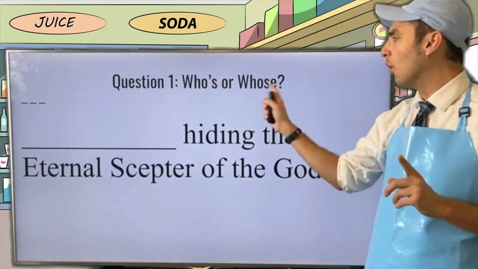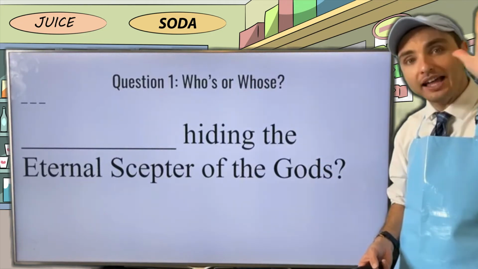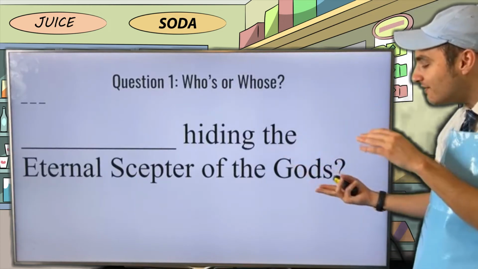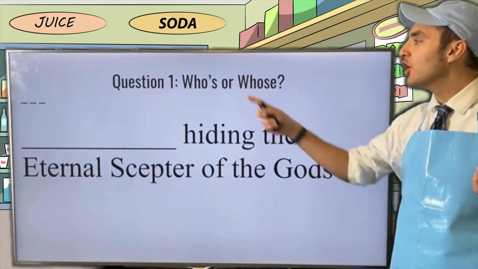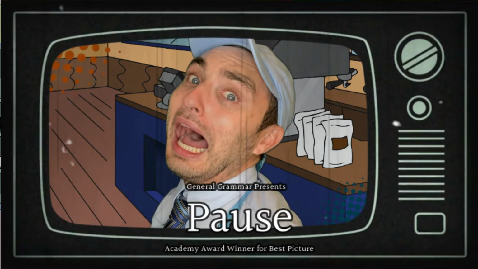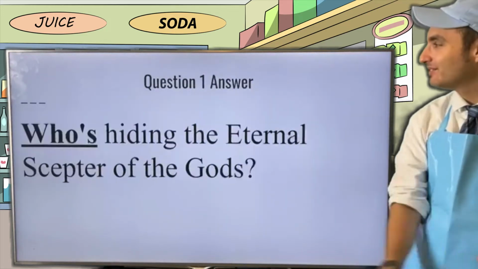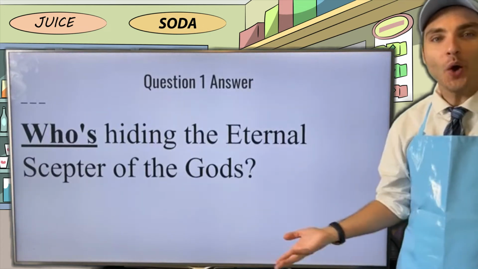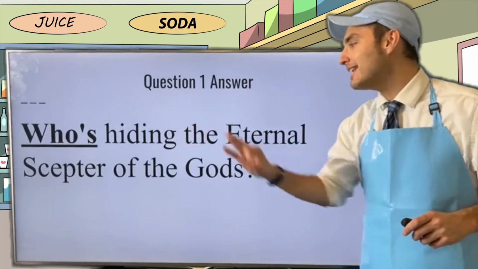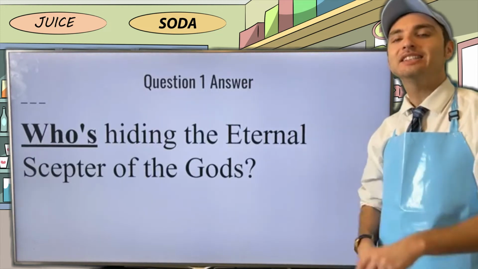Question 1. Who's or whose? Blank hiding the eternal scepter of the gods. Again, blank hiding the eternal scepter of the gods. What do you think? Who's or whose best fills this in? Okay, what'd you get? Here's the answer. The answer to question 1 is who's. But which one? W-H-O apostrophe S. Who is hiding the eternal scepter of the gods? 1 down.